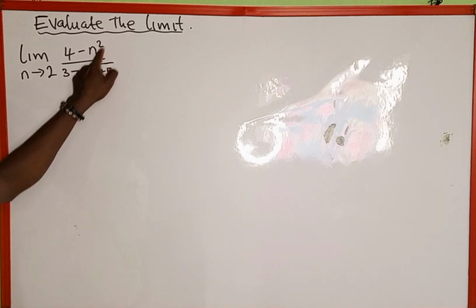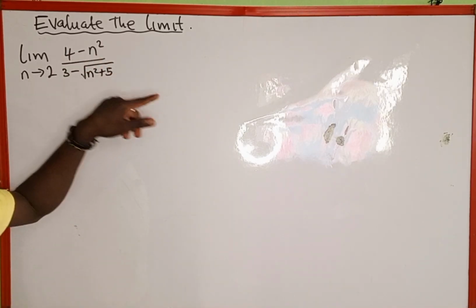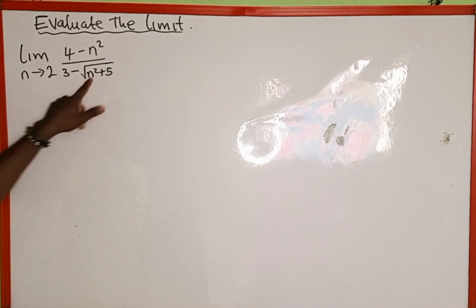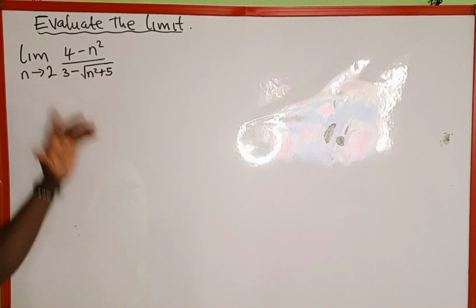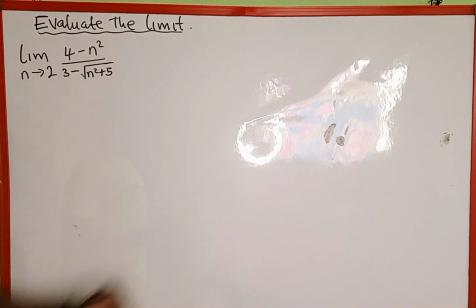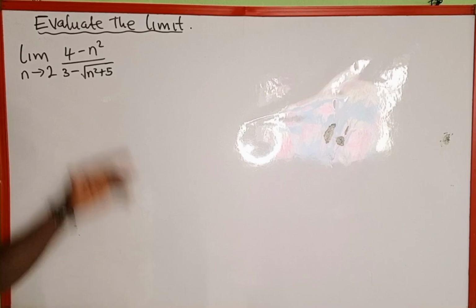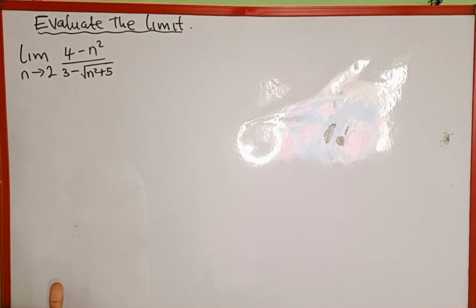when we plug in 2 here, 2 squared is 4. 4 minus 4 is going to be 0, divided by, when we plug 2 here, 2 squared is 4. 4 plus 5 is going to be 9. Square root of 9 is 3. 3 minus 3 is going to be 0. We are going to have 0 divided by 0, which is undefined. So therefore, this function here is an indeterminate form.